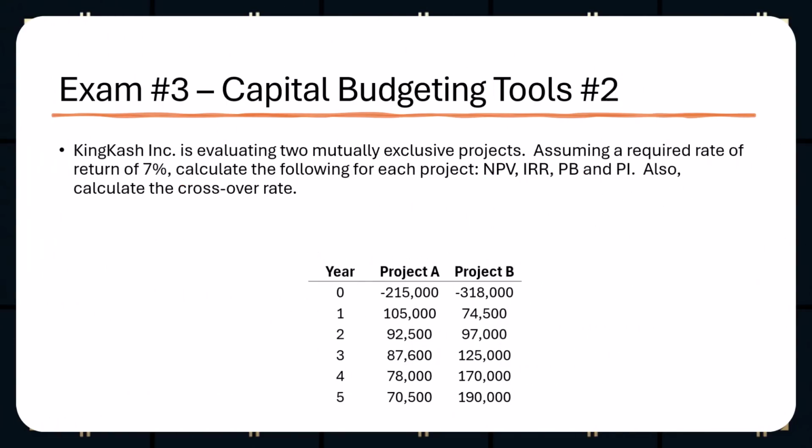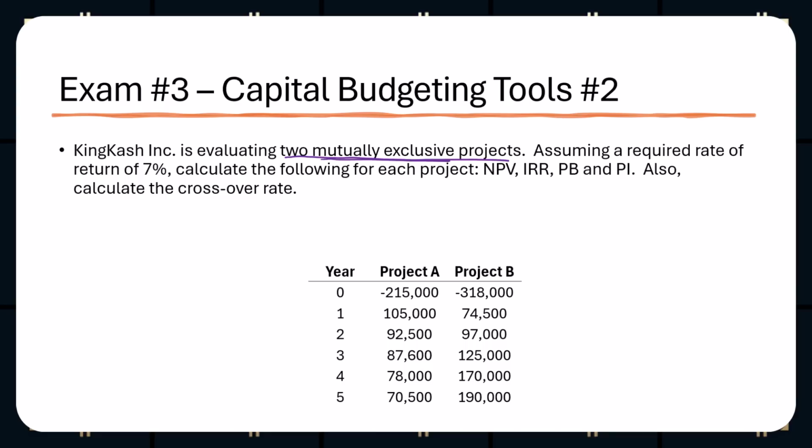King Cash Inc. is evaluating two mutually exclusive projects. Recall that when we see the words mutually exclusive, we only have a few options. We can either accept A and reject B, or we can reject A and accept B, or we can reject both. We cannot accept both projects when we are evaluating them in a mutually exclusive framework.